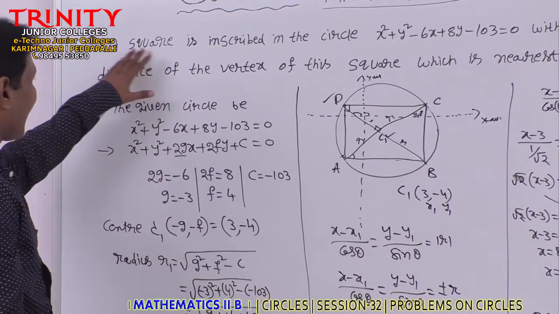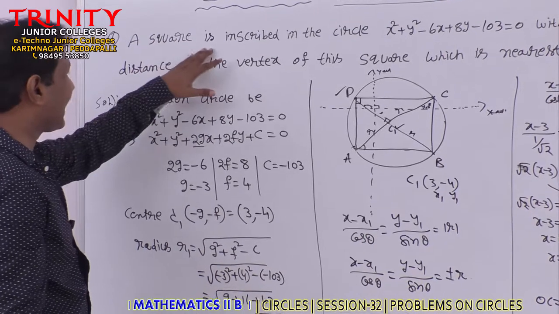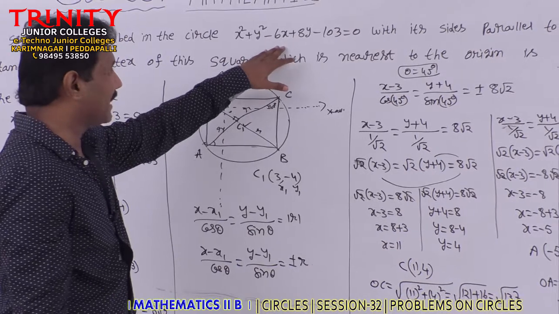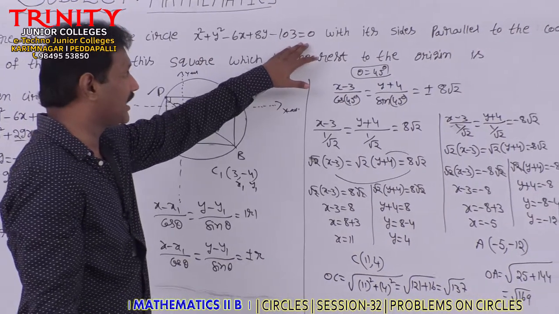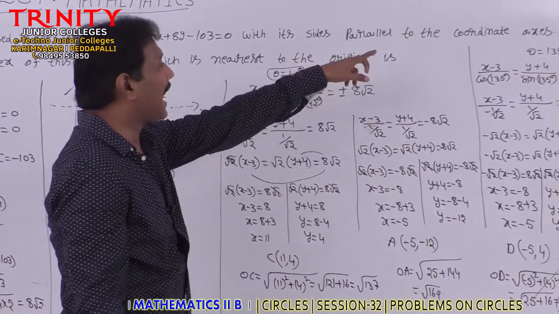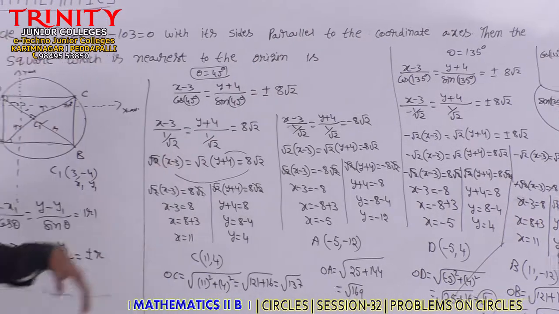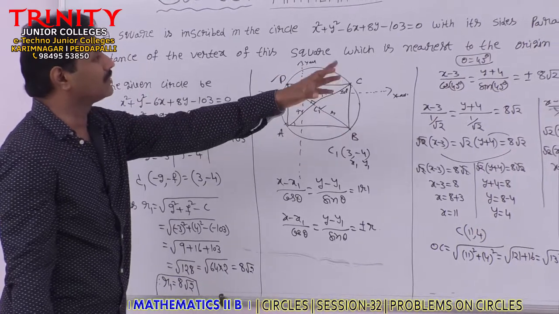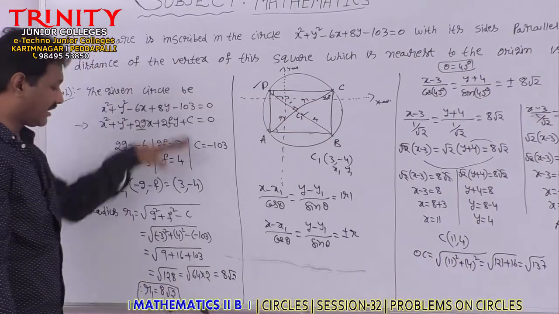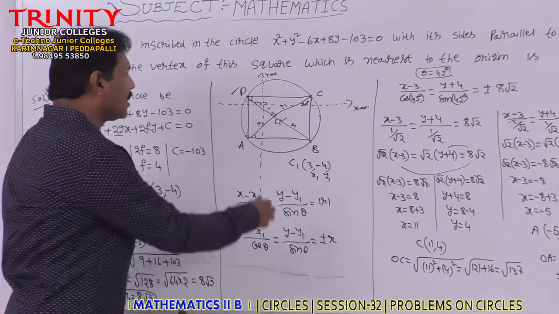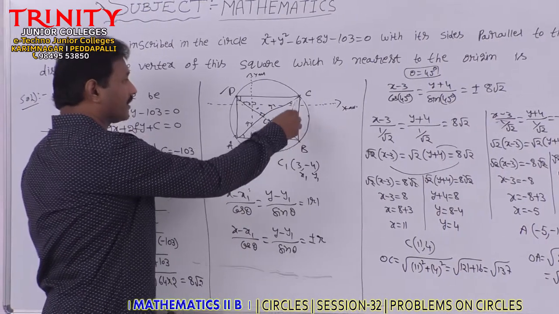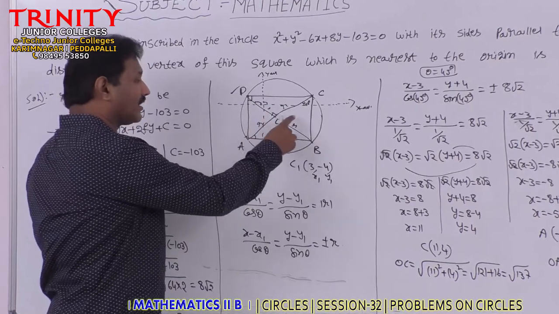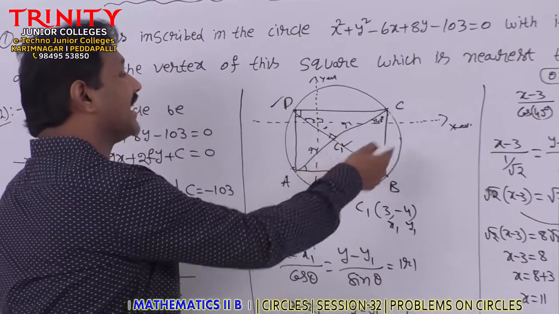Actually, the question is: a square is inscribed in the circle x square plus y square minus 6x plus 8y minus 103 equals 0, with its sides parallel to the coordinate axes. Then find the distance of the vertex of the square which is nearest to the origin. First we find the center and radius of the circle. We know that the diagonals of the square are the diameter of the circle, and the point of intersection of the diagonals is the center of the circle.